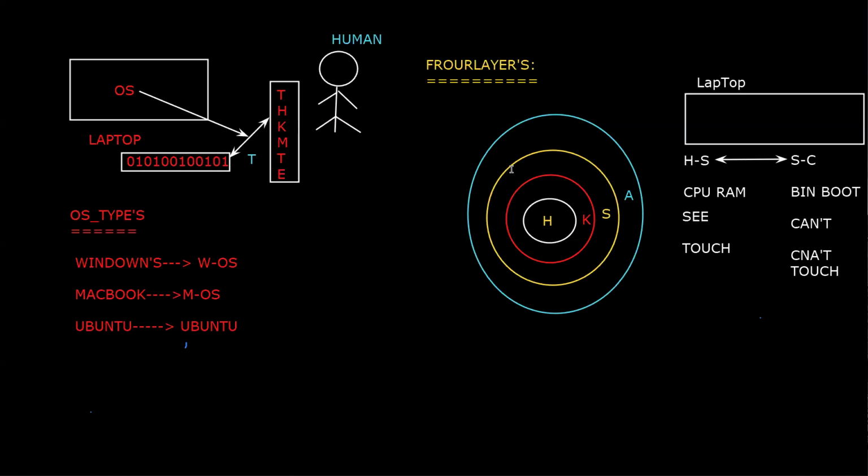So the first one is hardware. Now, what exactly is the meaning of hardware? Hardware is in the sense of if you have connected any external devices. So let's say this is your laptop.